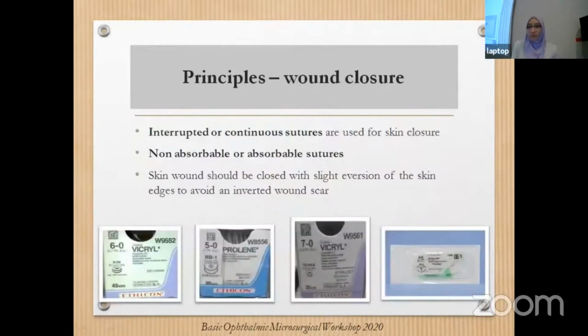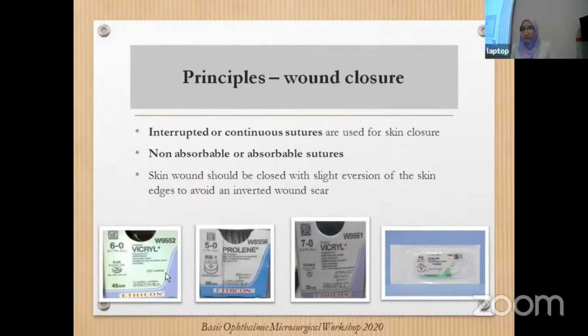Okay. So for skin closure, we use interrupted or continuous sutures. But usually in traumatic eyelid, we use interrupted in case of infection later on. So you do not need to remove all the sutures. You can remove accordingly the suture that is involved in the infection. So interrupted is preferable compared to continuous. And then we can use non-absorbable or absorbable sutures. Skin wound should be closed with slight eversion of the skin edge to avoid an inverted wound scar.